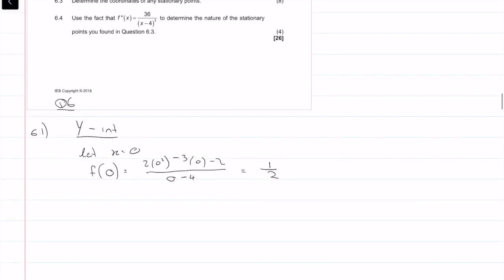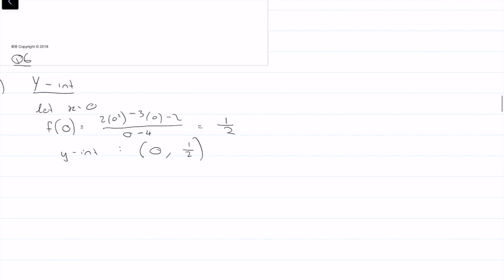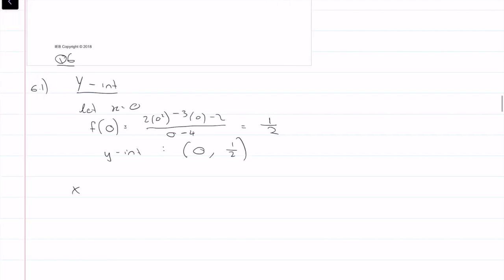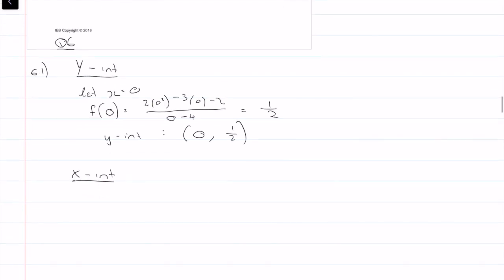So the coordinates of our y-intercept are x is equal to 0 and y is equal to a half. The next thing we have to do is get our x-intercept, and we do that by setting y equal to 0. To get the y-intercept, we set x equals 0, and to get the x-intercept, we set y equal to 0. So let y equal 0.